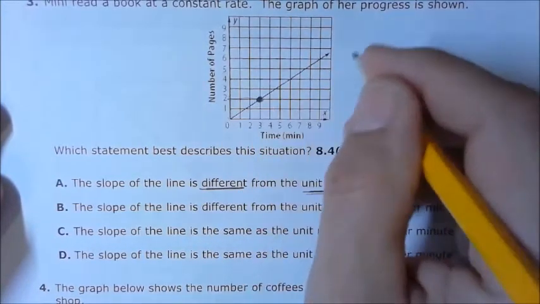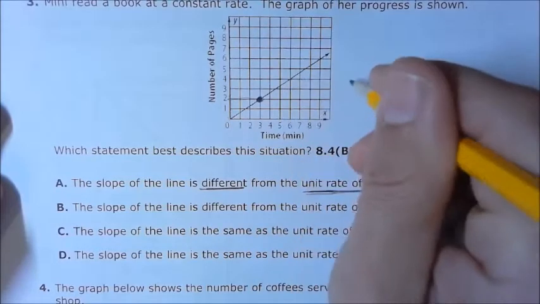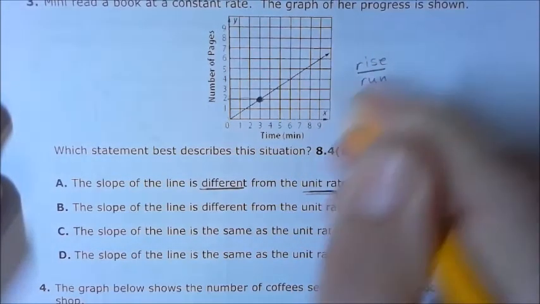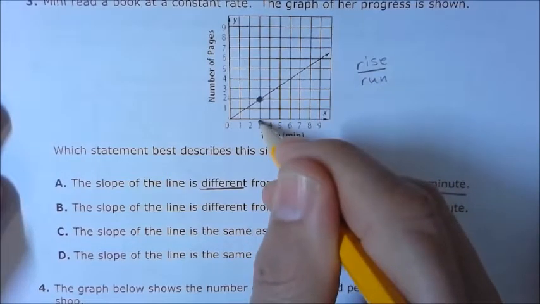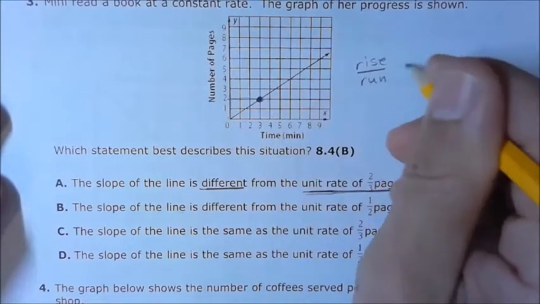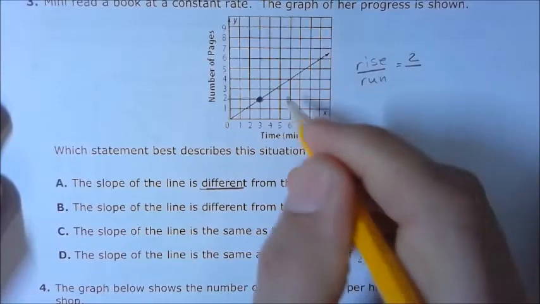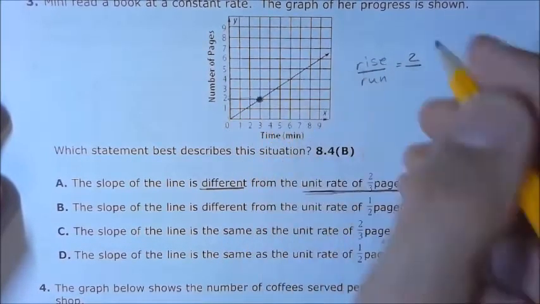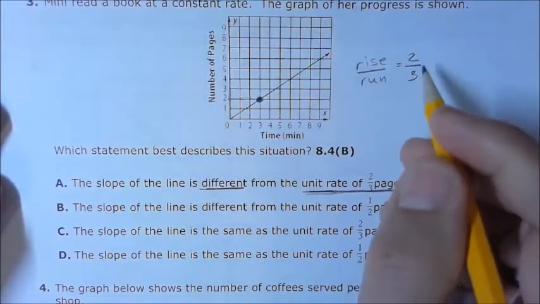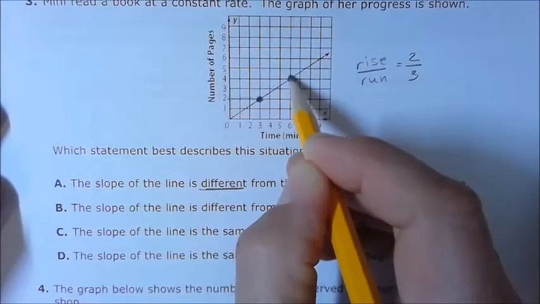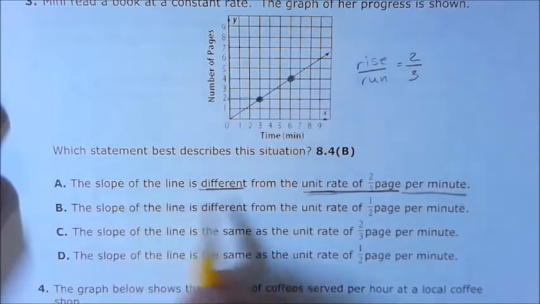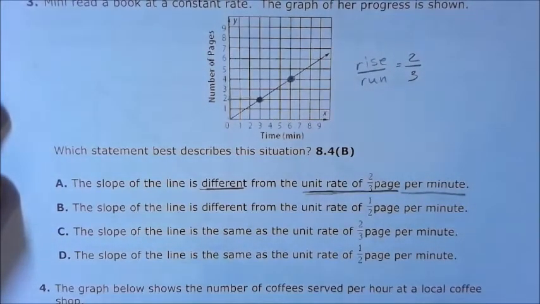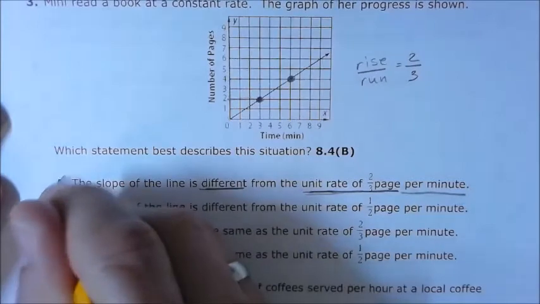And if you notice, when we're counting our rise over run, the rise is up 2, 1, 2. And the run is 3, so it's over 3, 1, 2, 3. And that is our slope. So that's a false statement. The slope is not different from the unit rate. We derive the unit rate from the slope. So this is a false statement.